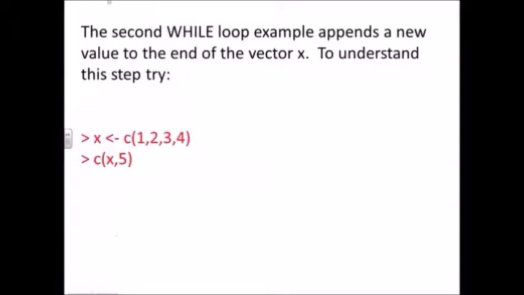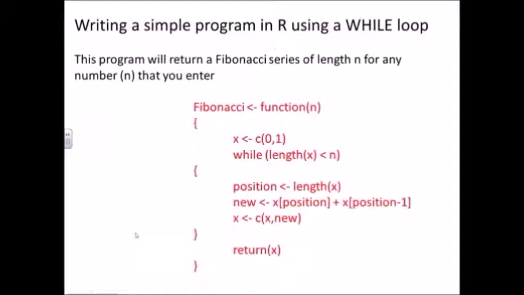Yeah, so that second while loop appends a new value to the end of this vector x, and you can see what it's doing here. Okay. In this slide, what I'm introducing you to is how to write a function in R. Here what we're doing is this function n, and we're assigning it to Fibonacci, right? And then we define it.